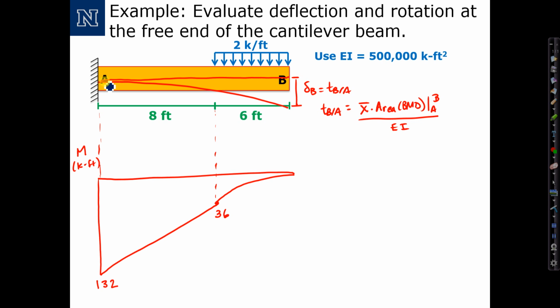So if I draw a tangent from point A that's tangent to the deflected shape, that tangent line is a horizontal line for this particular case because the slope of the deflection is 0 at A. So therefore, T sub B with respect to A is the distance from the tangent line, which is the horizontal line, down to the deflected shape, and that's equal to the deflection. So this is almost always true for a cantilever beam. The second moment area theorem is very easy to apply because delta B is equal to T sub B with respect to A.